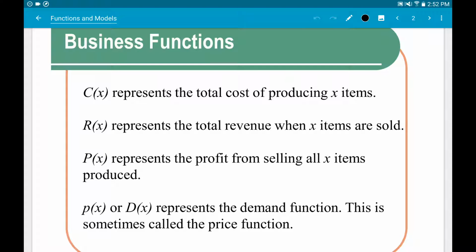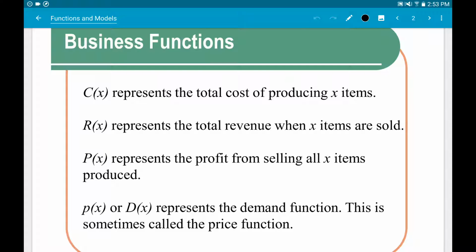So if you're charging $100 to sell a certain product and you sell 5 of them, you've made $500 in revenue. Capital P of X is the profit function. So that's going to be, in essence, the difference between the revenue and the cost. If revenue is all the money you're bringing in and cost is all the money you're putting out, whatever the difference between those is how much you actually make in profit.